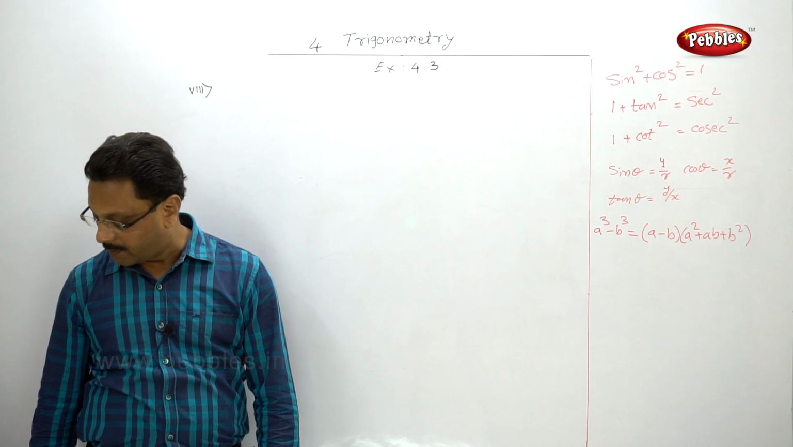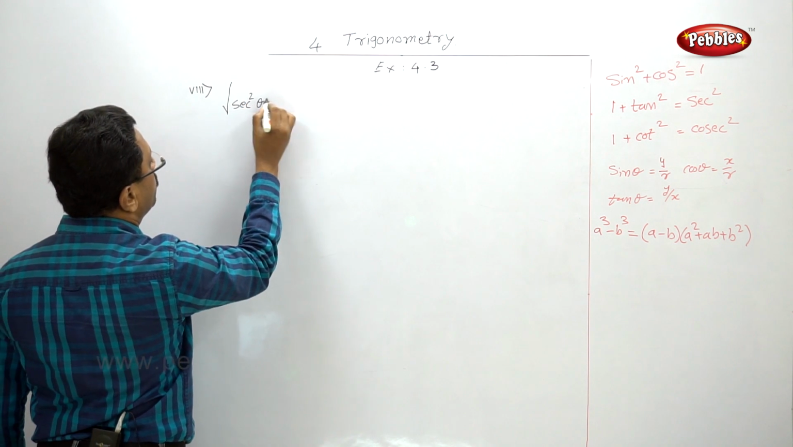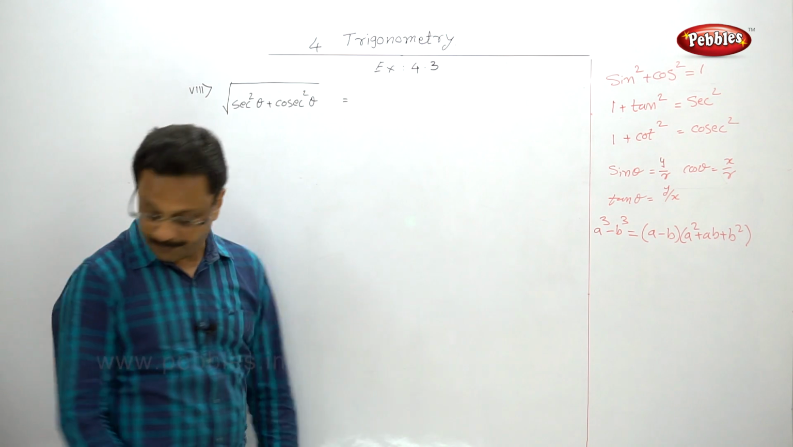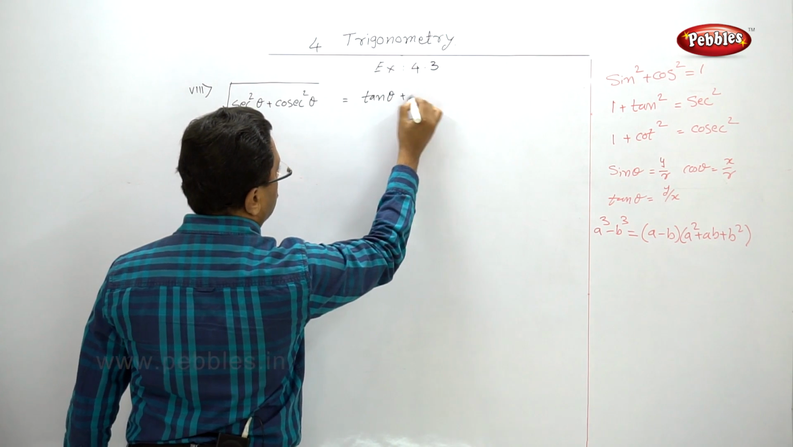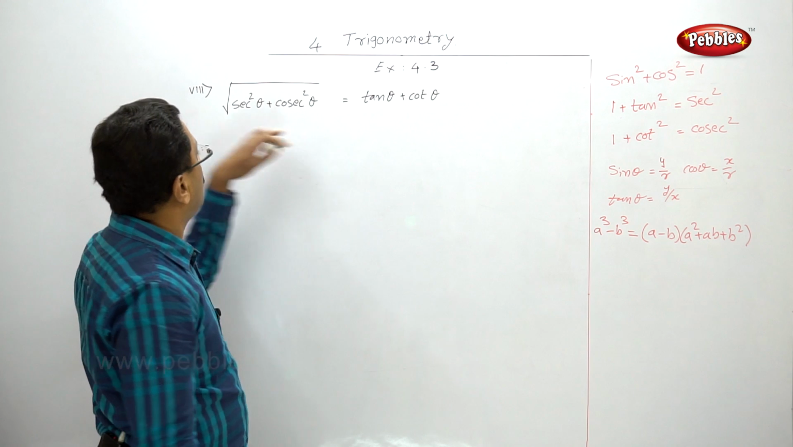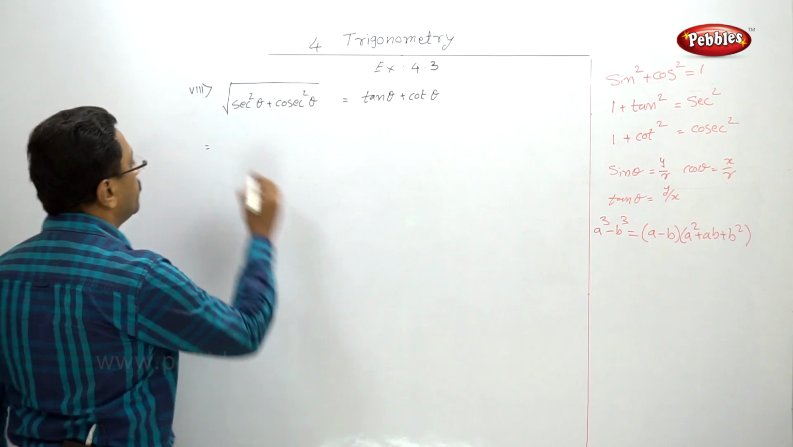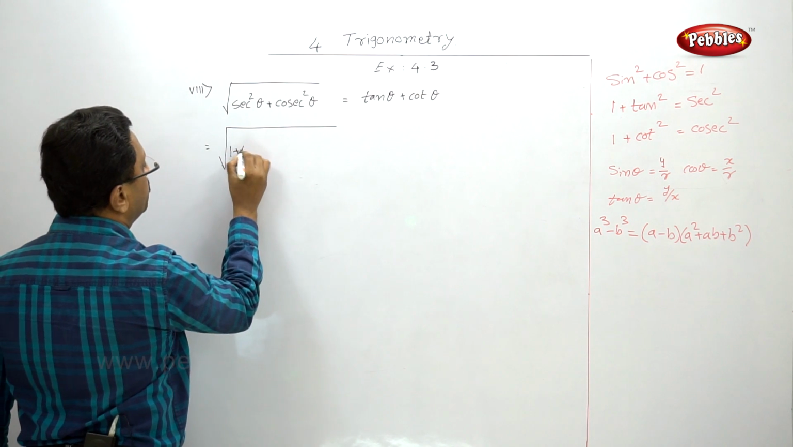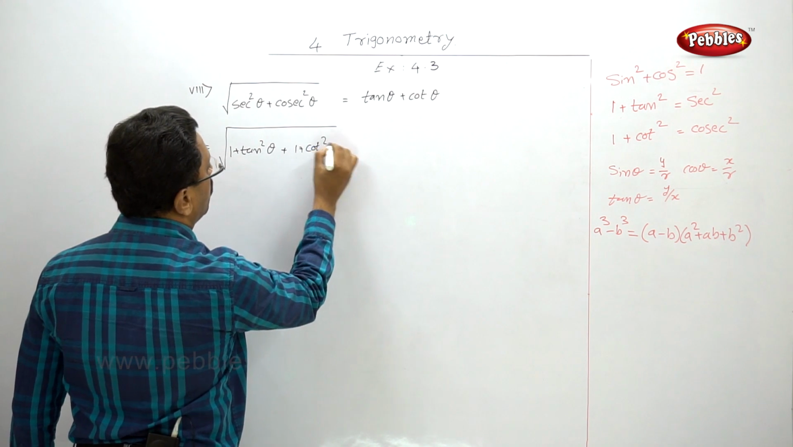Example number 8, very simple, straightforward. Left hand side is under root (sec square theta plus cosec square theta), which is equal to tan theta plus cot theta. So we'll start with the left hand side. We want tan and cot, but we have sec and cosec. But sec and tan are related. Sec square theta is 1 plus tan square theta, and cosec square theta is 1 plus cot square theta.